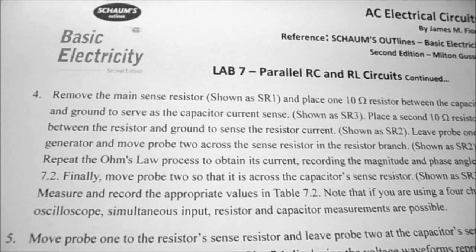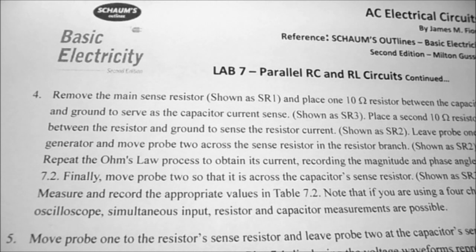So under procedure, step number 4, we're going to remove the main sensing resistor, shown as SR1, and place one 10 ohm resistor between the capacitor and ground to serve as the capacitor current sense. This is shown as SR3. We're going to place a second 10 ohm resistor between the resistor and ground to sense the resistor current, shown as SR2.